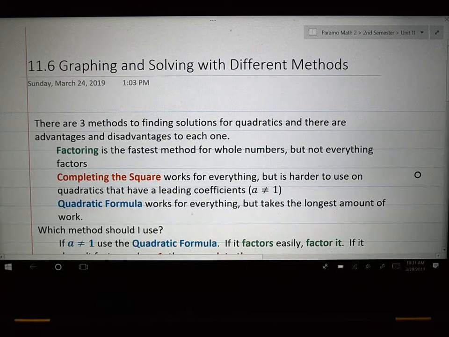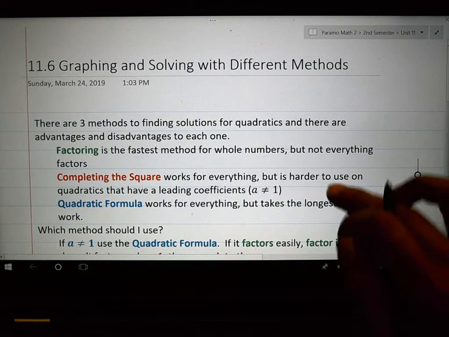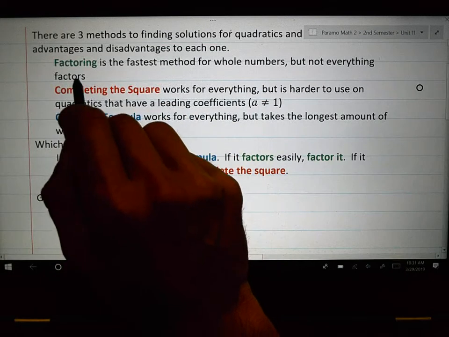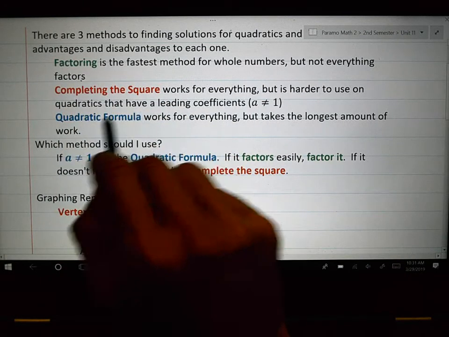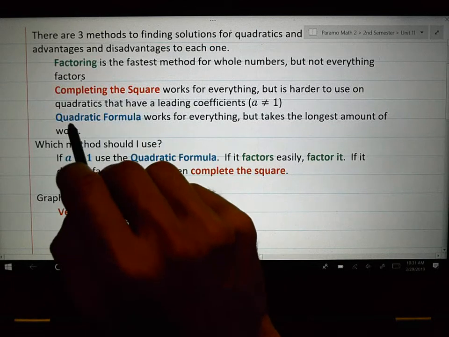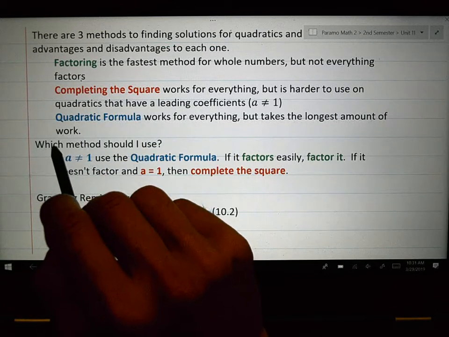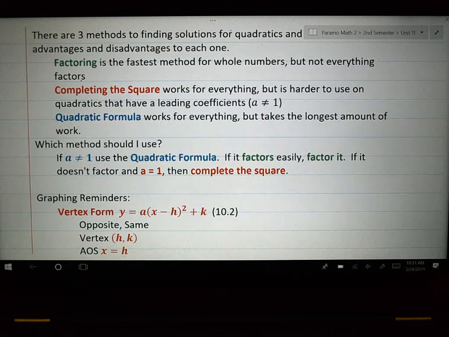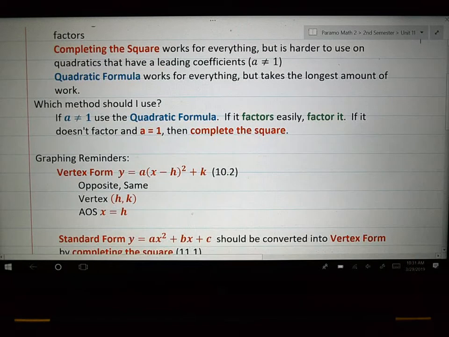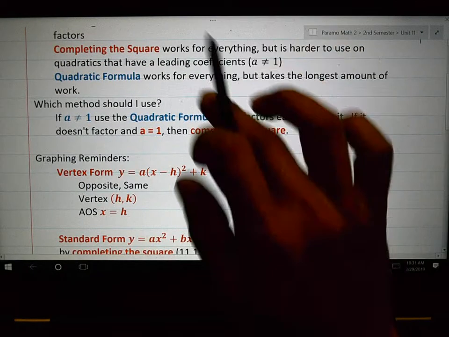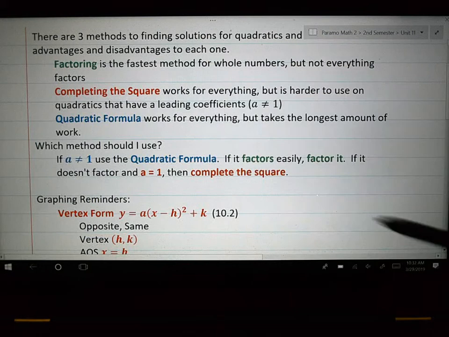In 11.6, there's nothing new that is taught. The only concept they are going to try to get you to think about is this: you've learned how to factor, you've learned how to complete the square, you've learned how to use the quadratic formula. But they want you to think about, if you have the choice of those three different methods, which method would you choose and why?